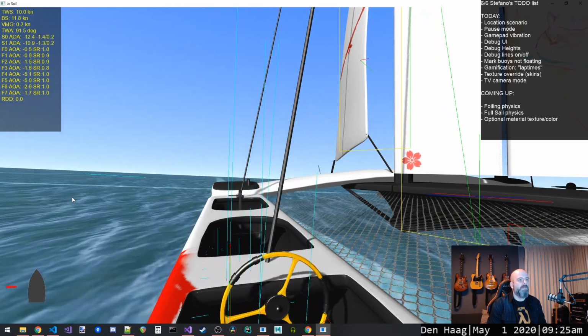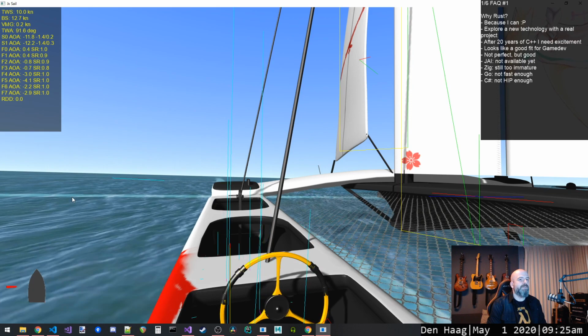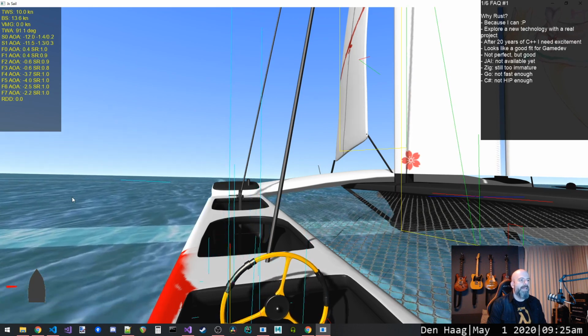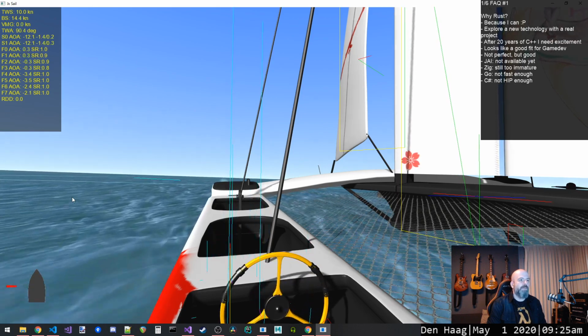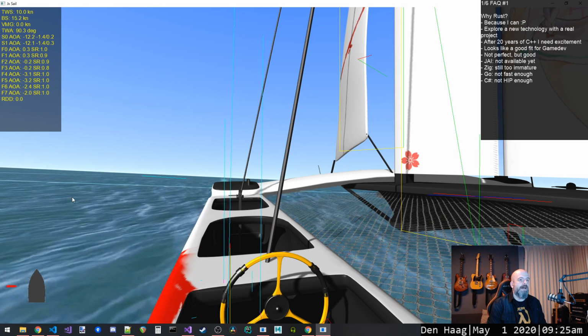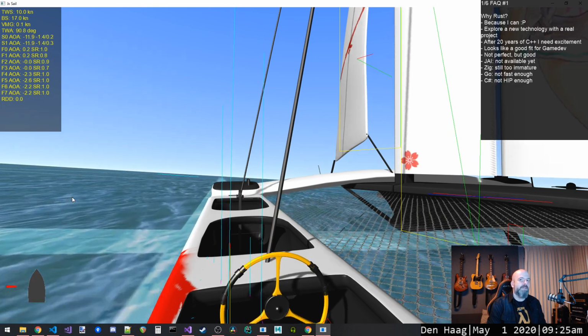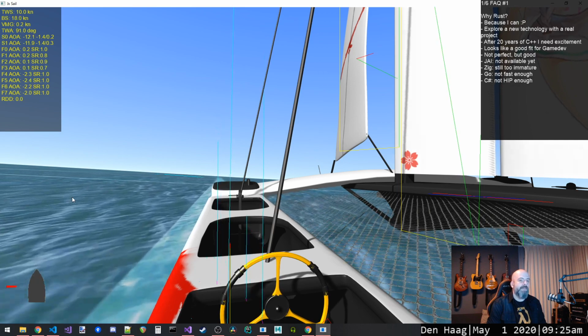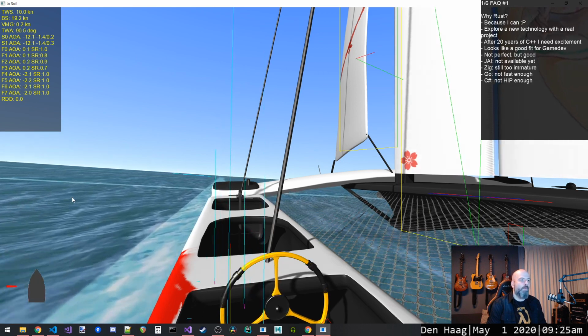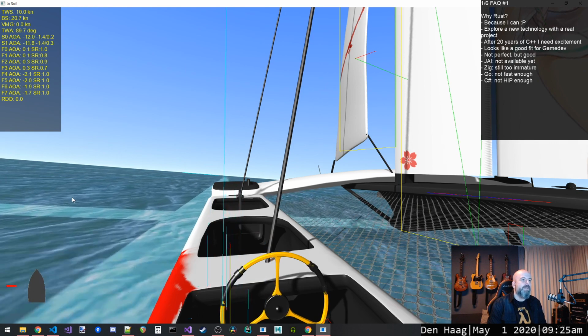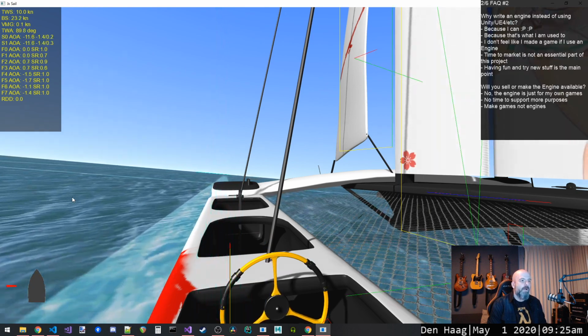My first problem is I don't understand why my right side of the boat comes out of the water faster than my left side. My left side right now is still on the water, and I can see this because of the blue line. And now, okay, now we're flying.